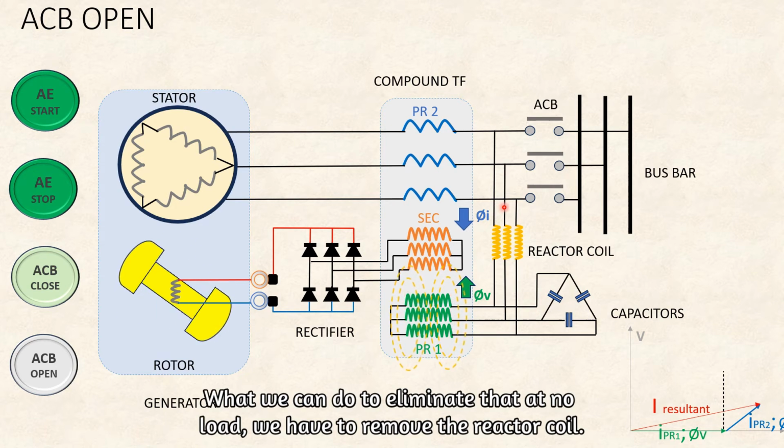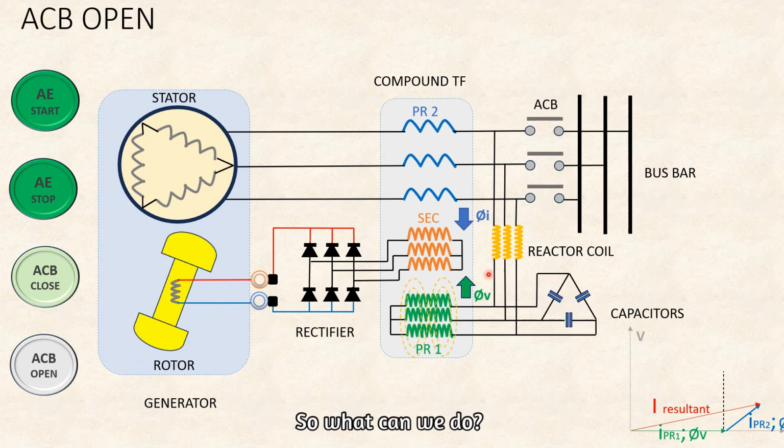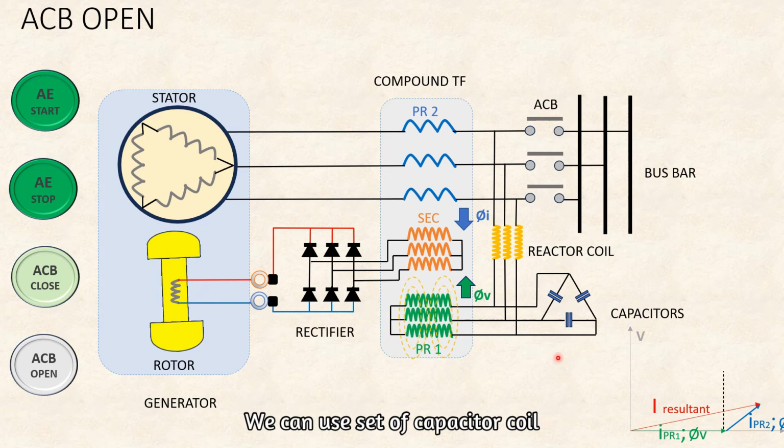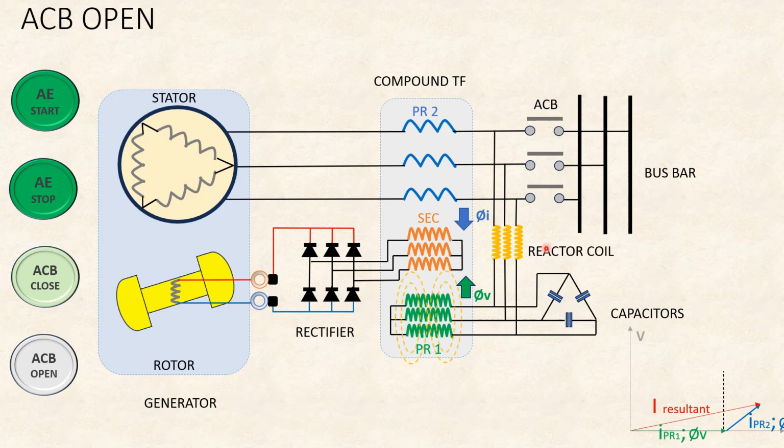What we can do to eliminate that at no load, we have to remove the reactor coil. Physically it is impossible or impracticable. So what can we do? We can use a set of capacitor coil which can keep in resonance with the reactor coil, so that it will eliminate the impedance value of the reactor coil.